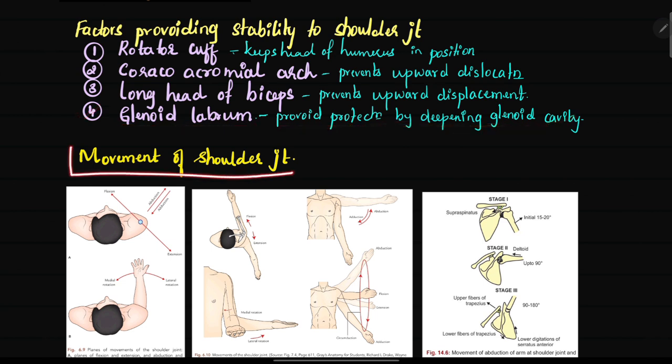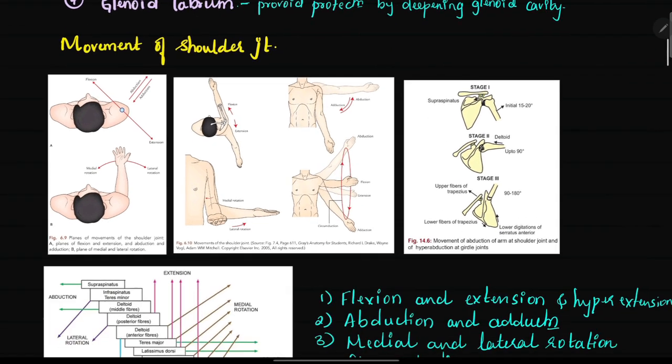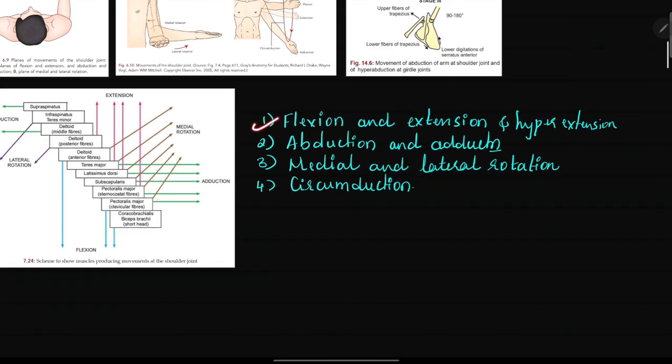Alright. Next is about movement of the shoulder joint. Since it is a multi-axial joint, it will do all the movements like flexion, extension, abduction, adduction, medial rotation, lateral rotation, and also circumduction.